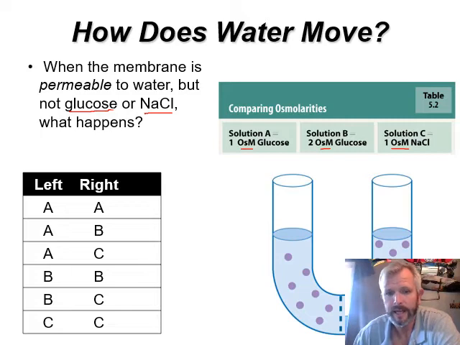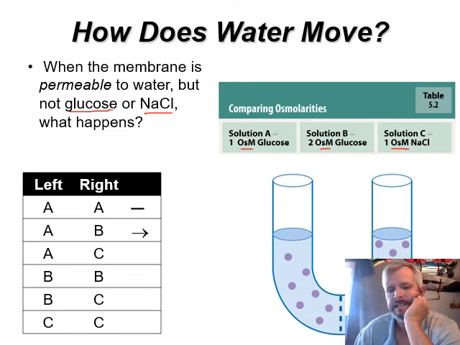How about A to A? That would be 1 osmol of glucose, 1 osmol of glucose on this side. Which way is water going to move? It's not, because they're equal. They're equal on each side. How about A to B? Now we're talking 1 to 2. 2 over here. Where's the higher amount of non-penetrating solutes? Since glucose is considered non-penetrating in this example, which way are we going to move? We're going to move towards solution B.